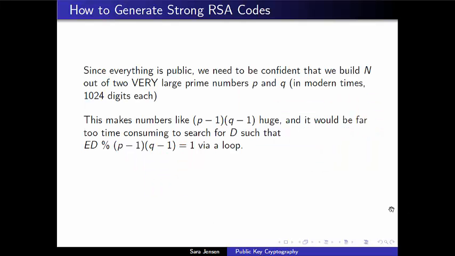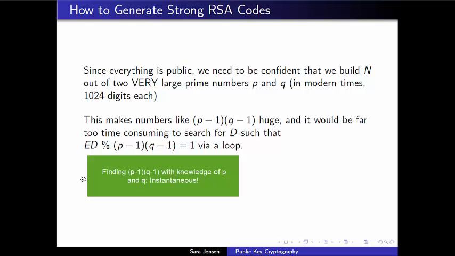So there are a handful of ways that we generate very strong RSA codes, and because everything is public and because computers get faster and faster from year to year, we need to be confident that when we build this number n, we build it out of two very, very large prime numbers. Standard kinds of cryptography that you're going to see using RSA over the internet use primes that have about 1,024 digits apiece. So, huge numbers in order to make this process so time-consuming that even though we know theoretically how to crack the code, it's just not feasible with the amount of time that we have.